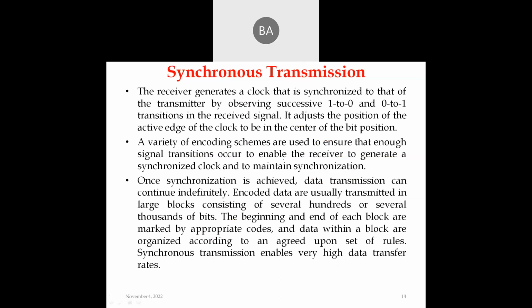Next, coming to synchronous transmission. The receiver generates a clock that is synchronized to that of the transmitter by observing the successive high to low and low to high transitions, that is, 1 to 0 and 0 to 1 transitions, in the received signal. It adjusts the position of the active edge of the clock to be in the center of the bit position. A variety of encoding schemes are used for synchronous transmission to ensure that signal transitions occur, enabling the receiver to generate a synchronized clock and maintain the synchronization.